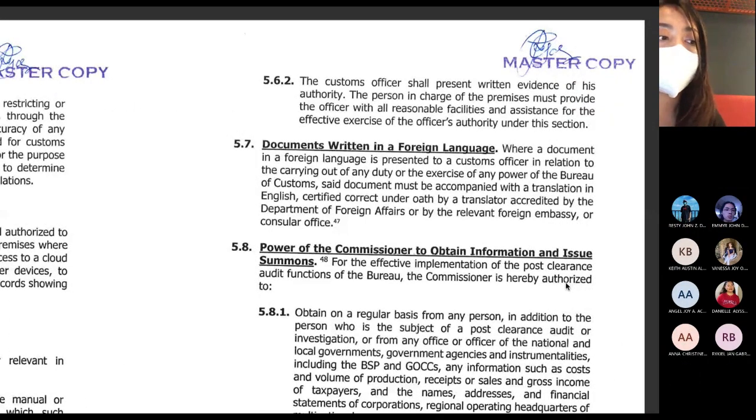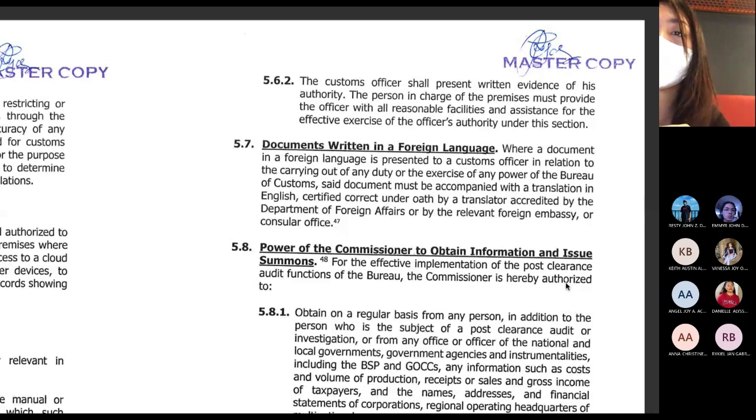5.6.2. The customs officer shall present written evidence of his authority. The person in charge of the premises must provide the officer with all reasonable facilities and assistance for the effective exercise of the officer's authority under this section.